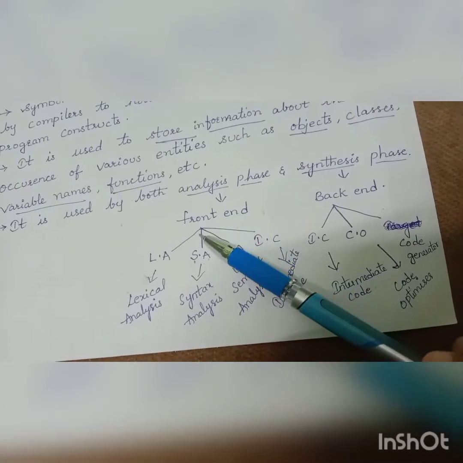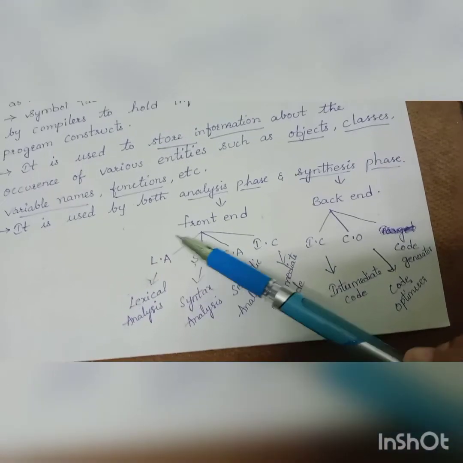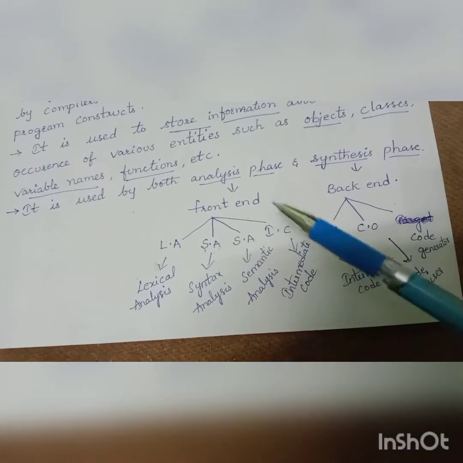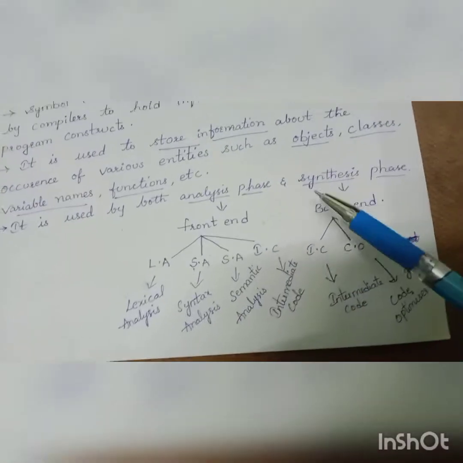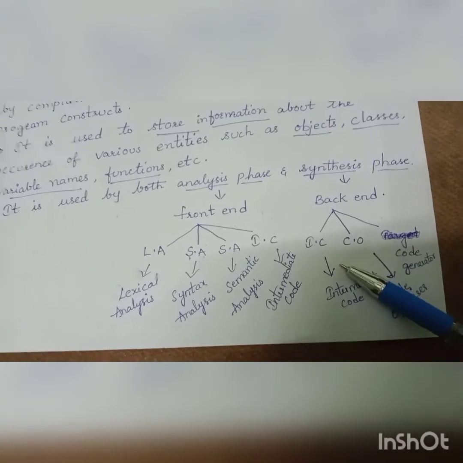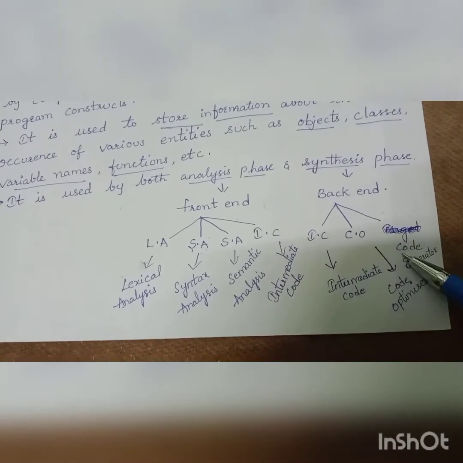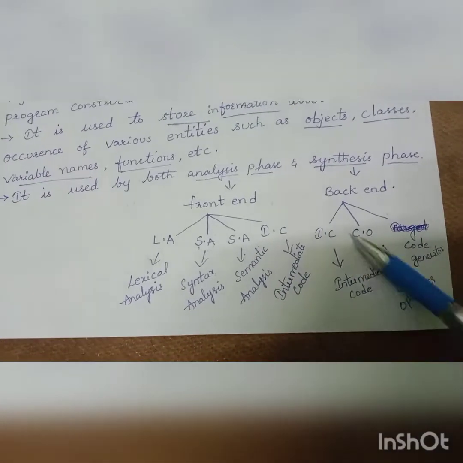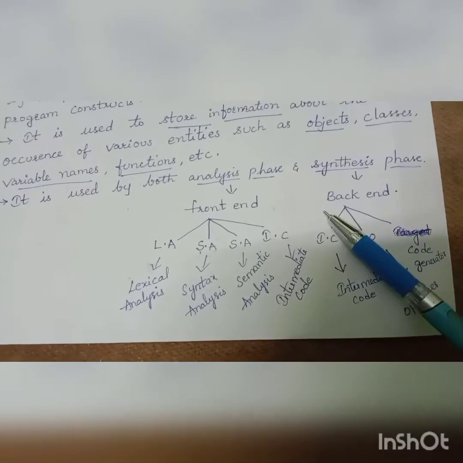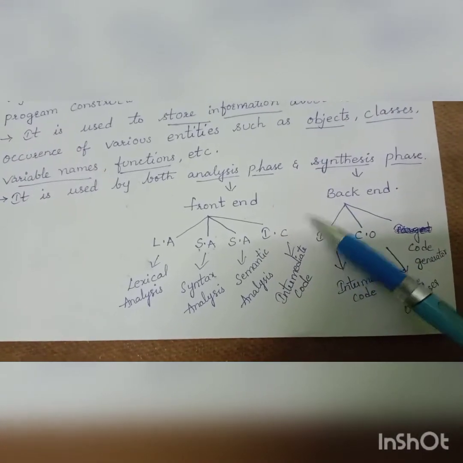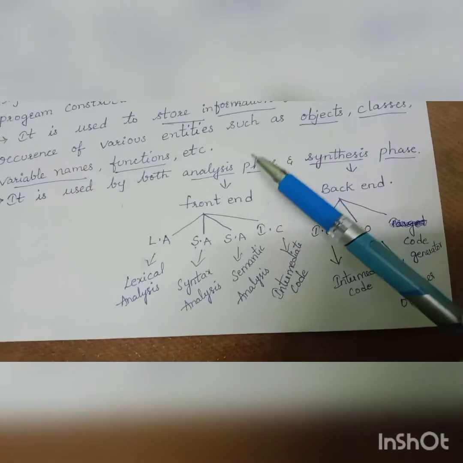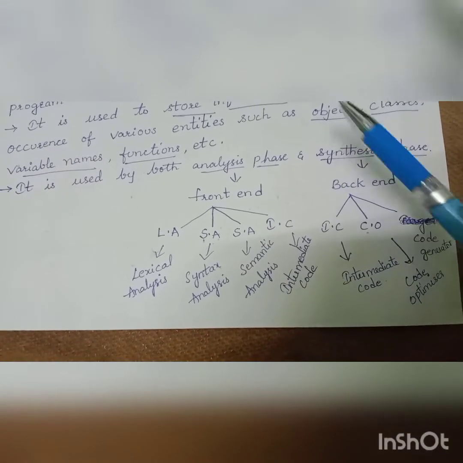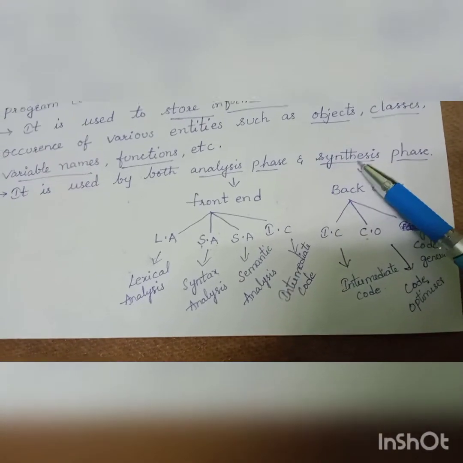In the analysis phase, we have phases like lexical analyzer, syntax analyzer, semantic analyzer, and intermediate code generator. Whereas in the back end, we have intermediate code generator, code optimizer, and code generator. So in both analysis and synthesis phases, we have the intermediate code generator. It means that the intermediate code generator acts as a bridge between the analysis phase and the synthesis phase.